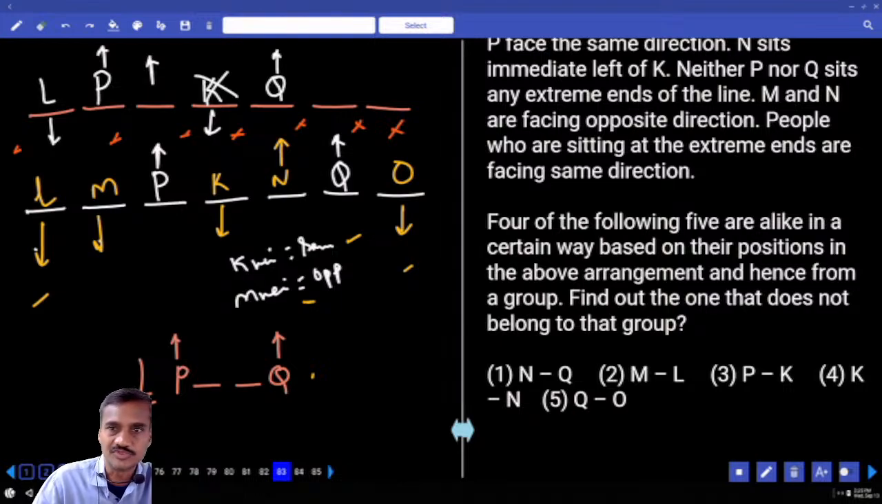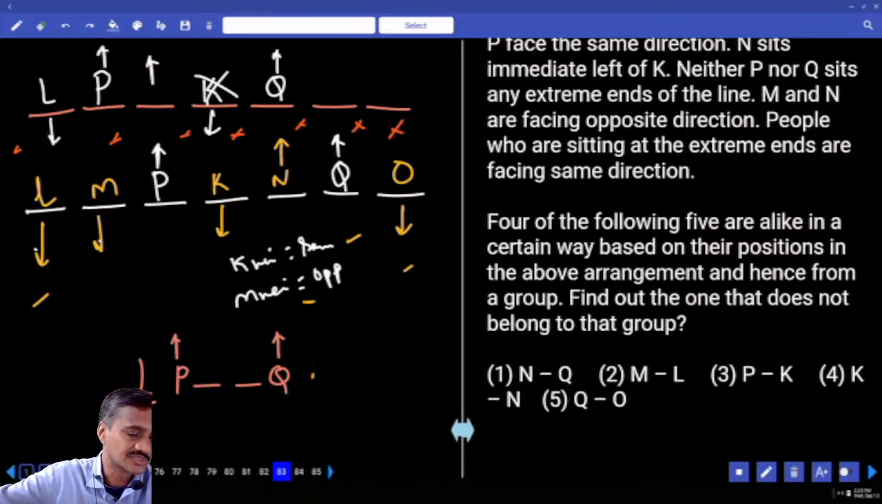Then the direction, if you check out here, then N and Q: N is to the immediate left of Q. M is to the immediate left of L. P is to the immediate right of K. And K and N: K is to the immediate left of N. Q and O: Q is to the immediate right of O.